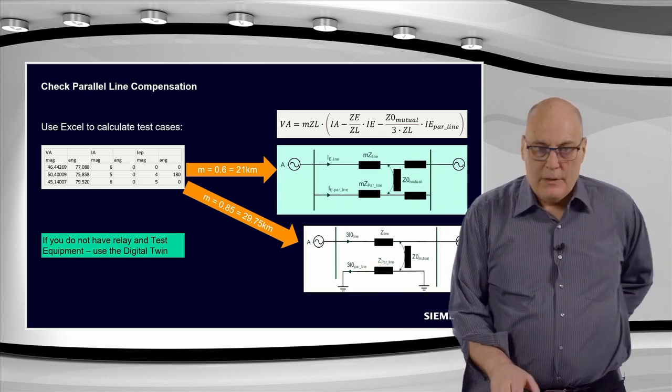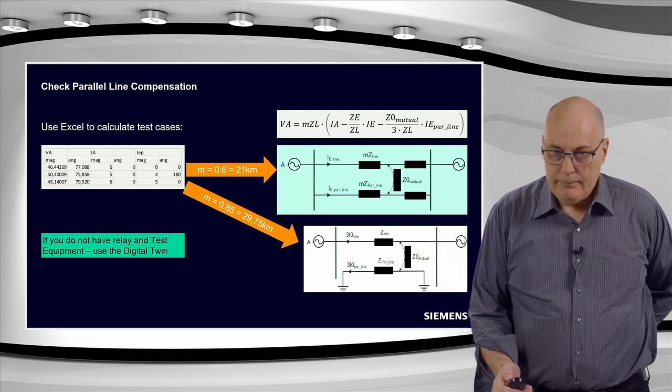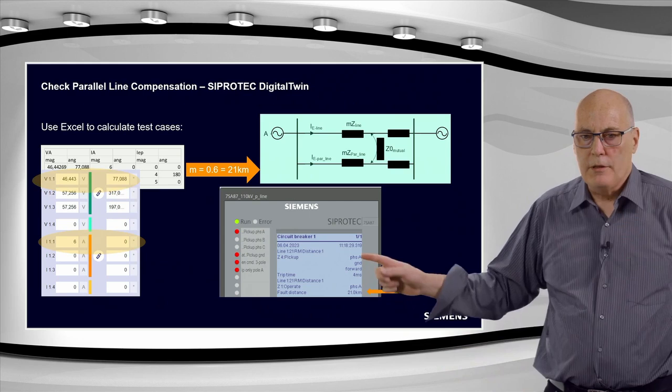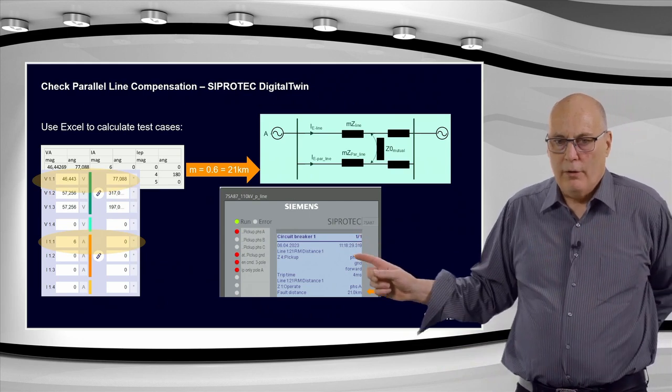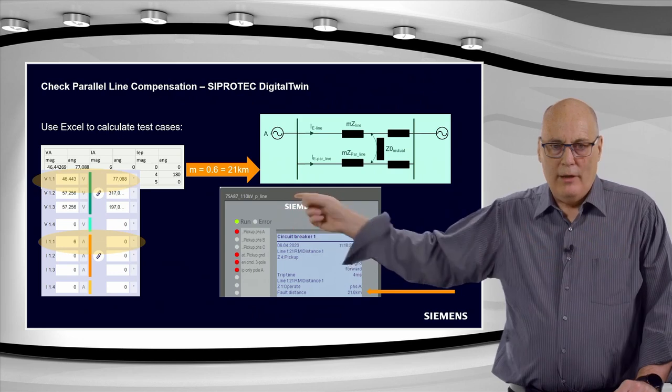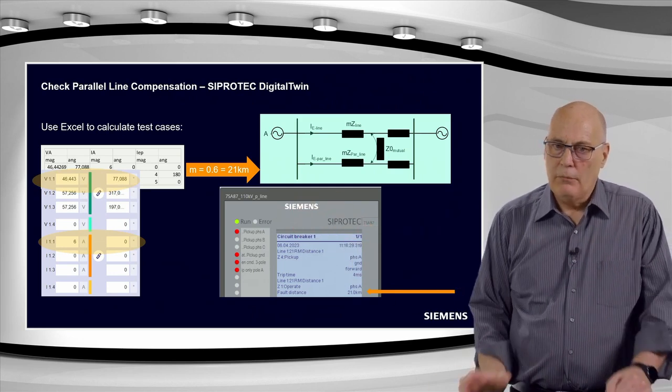All right, so I tested all those with the digital twin. You can see the screenshot. That is not a photograph I took of a real relay. That's a screenshot from the digital twin. And on the left, you can see that was similar to an Omicron.